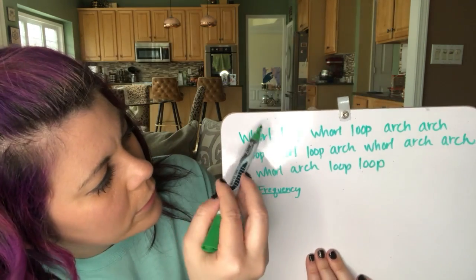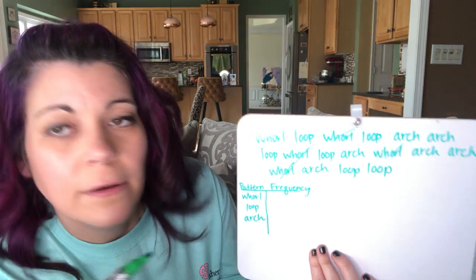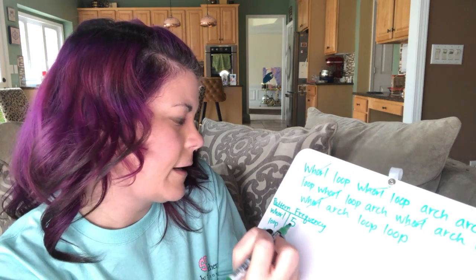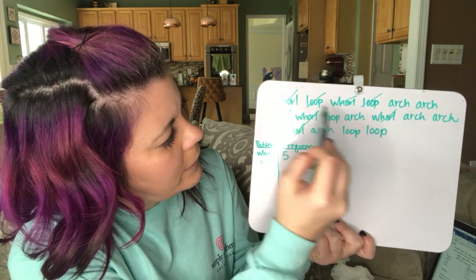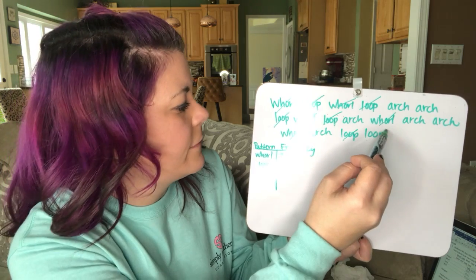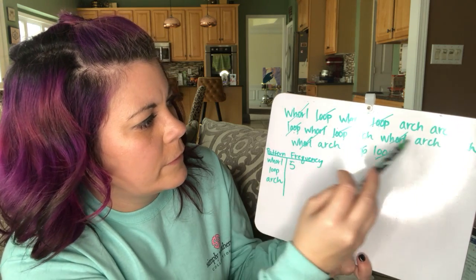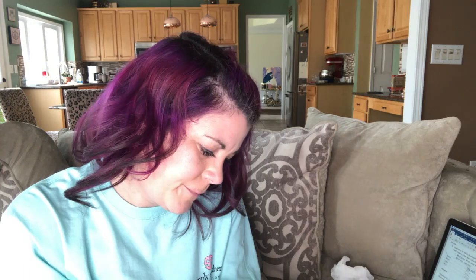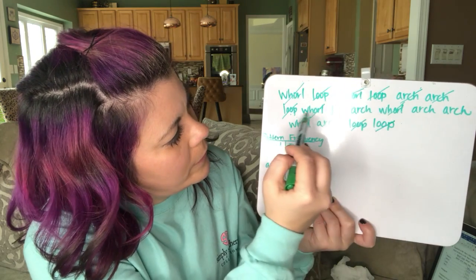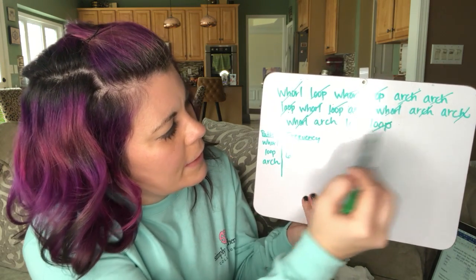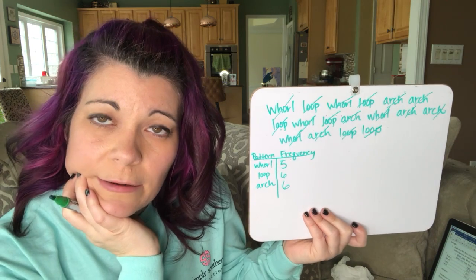So whirl, I'm going to count whirl. 1, 2, 3, 4, 5. I see 5 whirls, so I'm going to write 5 right here. Then I'm going to count loop. 1, 2, 3, 4, 5, 6, so 6 loop. And then I'm going to do the arch. 1, 2, 3, 4, 5, 6. So 6 arch, too. So now I've made my frequency table, I can start to make my histogram.